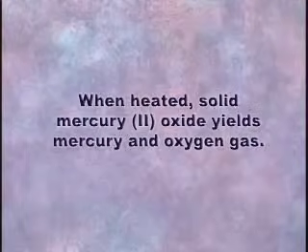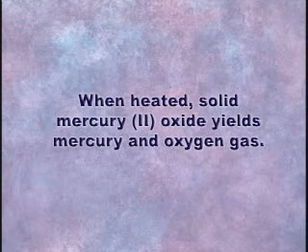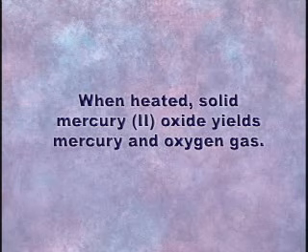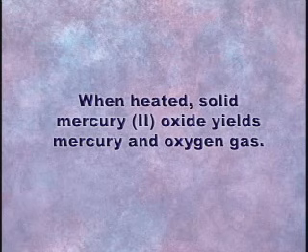Now, it's time for you to try your hand at writing a chemical equation, including symbols, or abbreviations, to denote the state of the substances. Consider this sentence describing the following chemical reaction. When heated, solid mercury 2 oxide yields mercury and oxygen gas. Take a few seconds to write the correctly balanced equation, being sure to include abbreviations indicating the state of the chemicals.